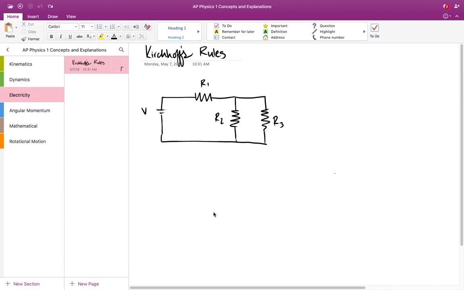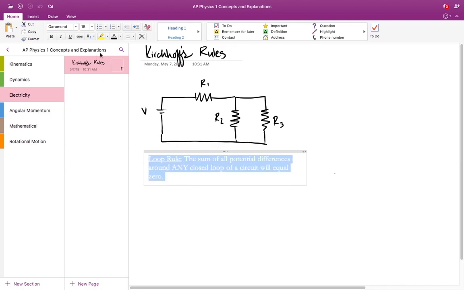Today I want to talk about Kirchhoff's rules. Kirchhoff's rules give us a way to talk about current and voltage at any point in our circuit, and so it's a very powerful set of tools that we can use when we're doing physics. Let's start by talking about Kirchhoff's loop rule.